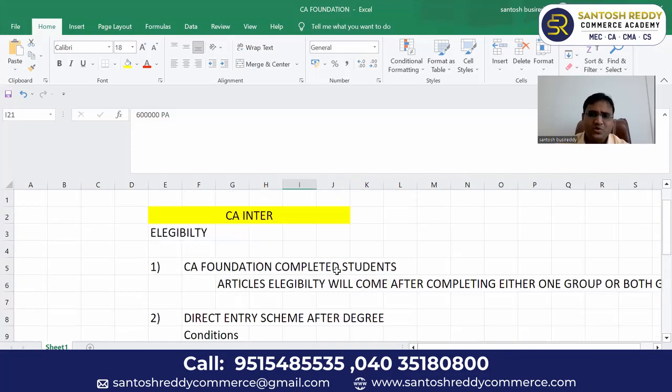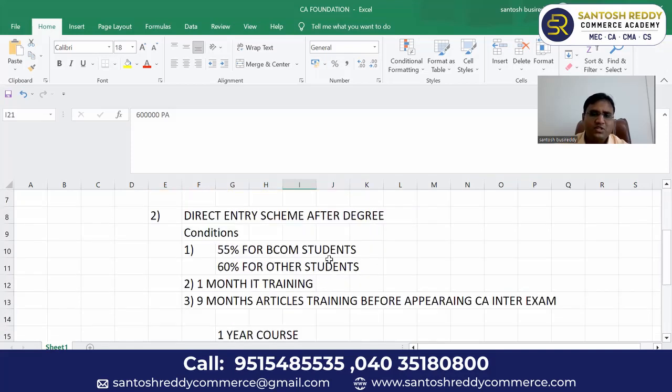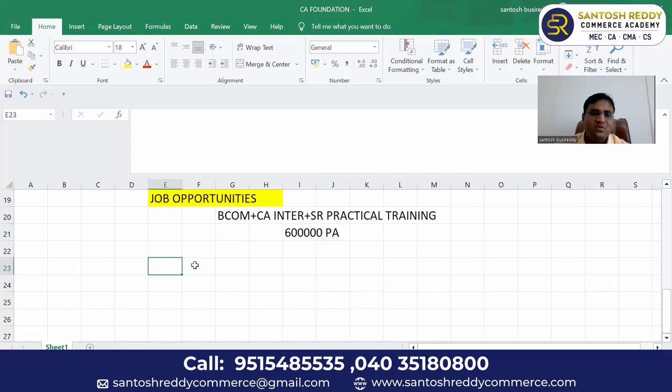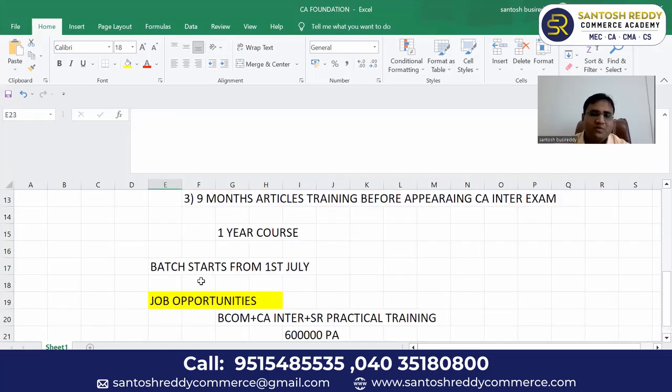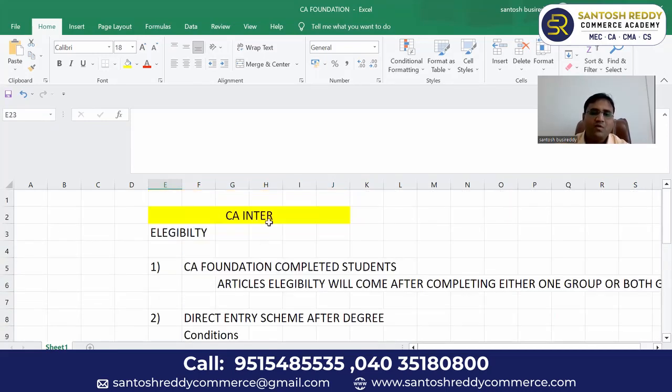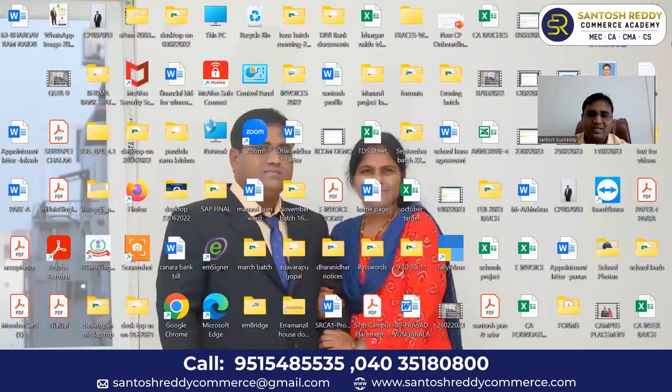It is a very good opportunity for BCom completed students instead of going to MBA and wasting 2.5 years. The MBA course is almost 2.5 years. Within 1 year, you are eligible for a job if you complete CA Inter and our practical training. Now come to the syllabus point of view. What are the papers we have in CA Inter? How many papers are there? What is the exam pattern? Now we are going to discuss.